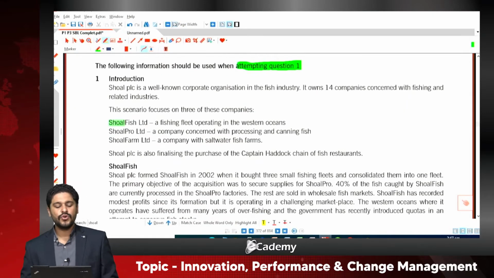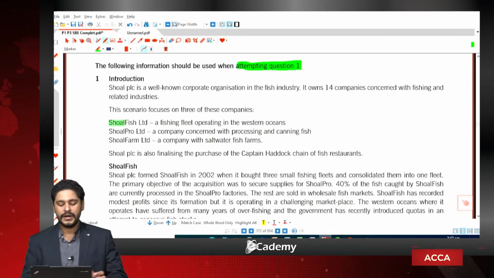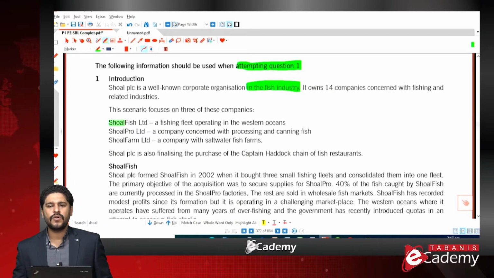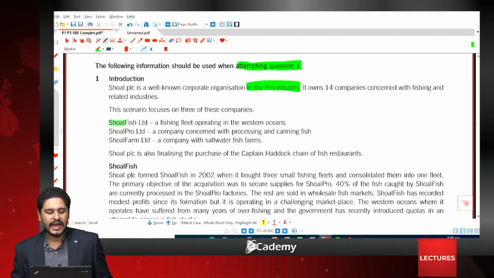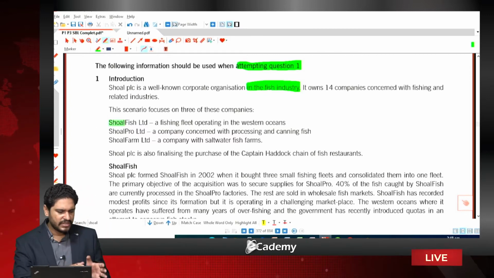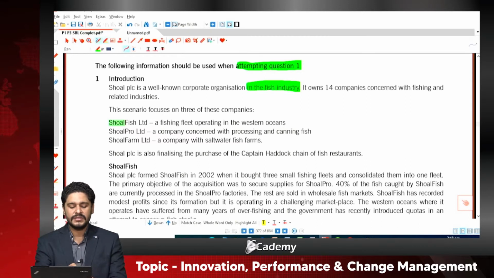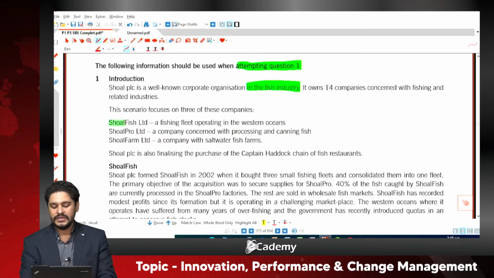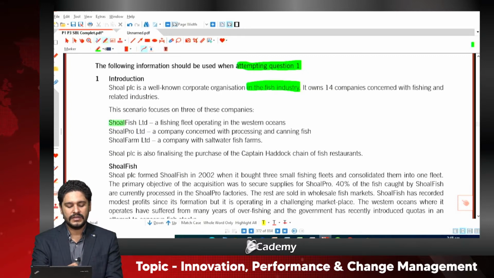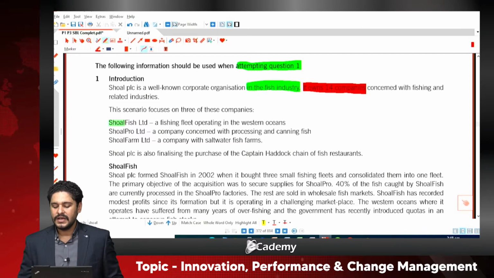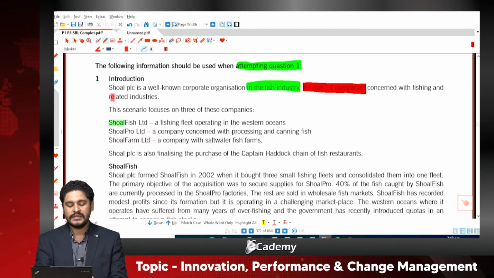Let's look at this. Shoal PLC is a well-known corporate organization in the fish industry. So it's an organization that is involved in the fishing industry. It owns 14 companies concerned with fishing and related industries. So there are 14 different companies that this particular organization owns, concerned with fishing as well as related industries.